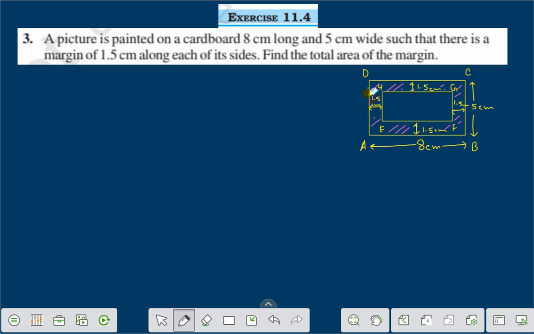That means you have to find the area of ABCD minus area of EFGH, right? First of all, you find the length of EF and length of GF, right? First one, let us solve.